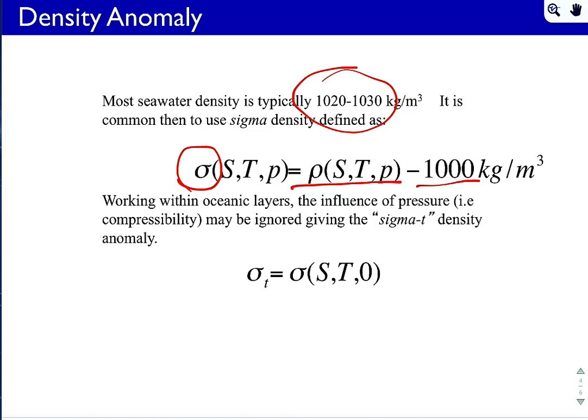With the ocean layers, we can also define the sigma t. So here we've subtracted the influence of pressure, and so we can think of this like the surface density. We have salinity and temperature at 0 pressure. That's known as the sigma t layer.